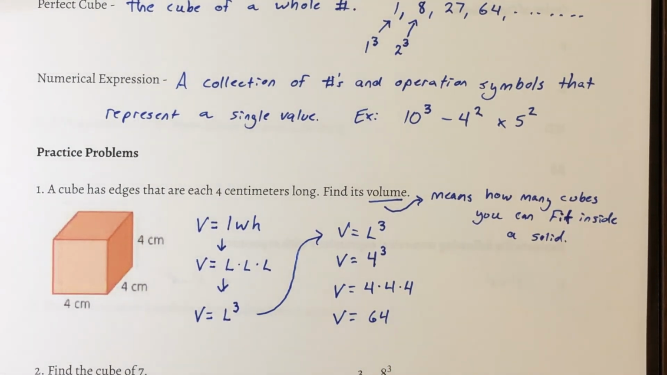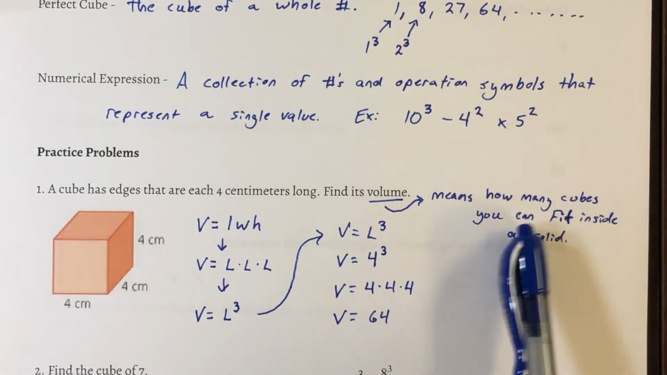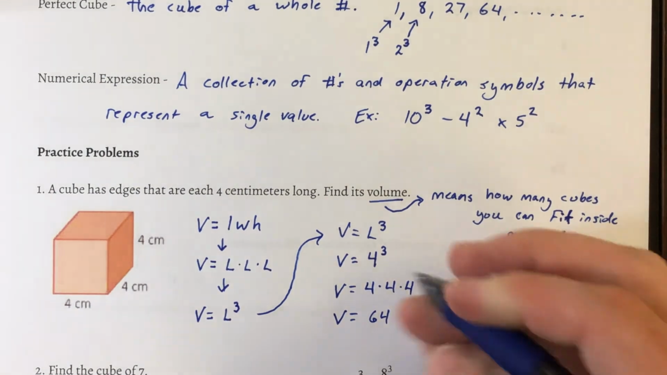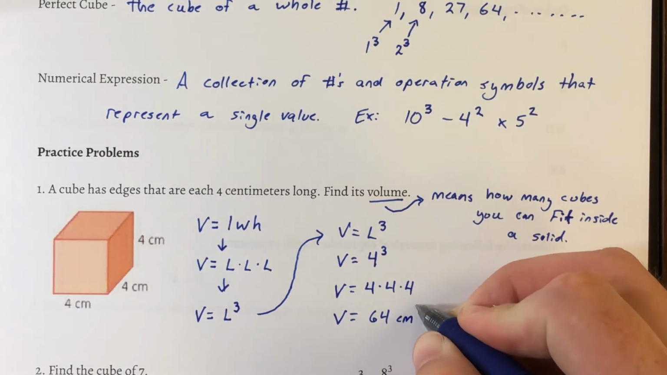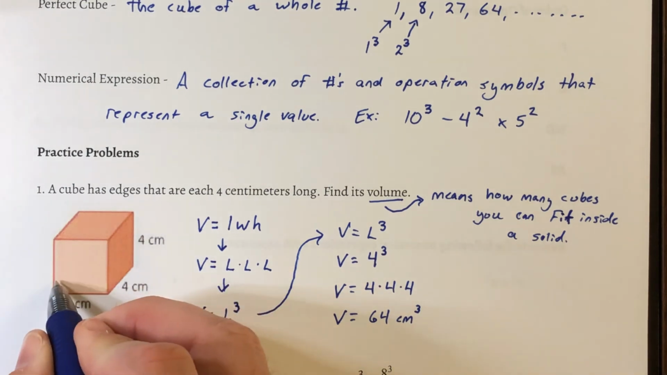Now, what is my label? Well, since I'm doing volume, and volume is all about how many cubes you can fit inside a solid, I'm saying that you can fit 64 tiny little blocks or cubes. What size? Centimeter size. So we can fit 64 1 centimeter by 1 centimeter by 1 centimeter cubes in this solid. So what would that kind of look like?